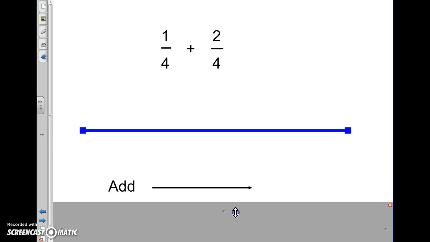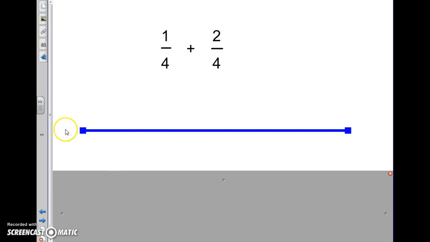So a line plot is simply a line, and we're going to map out where each of these fractions are going to fall on the line plot. So it's up to us to label it. We're going to start here. This is 0 here. And this is going to be 1/2. But as you can see, we are adding with fourths. We're adding 1/4 plus 2/4.